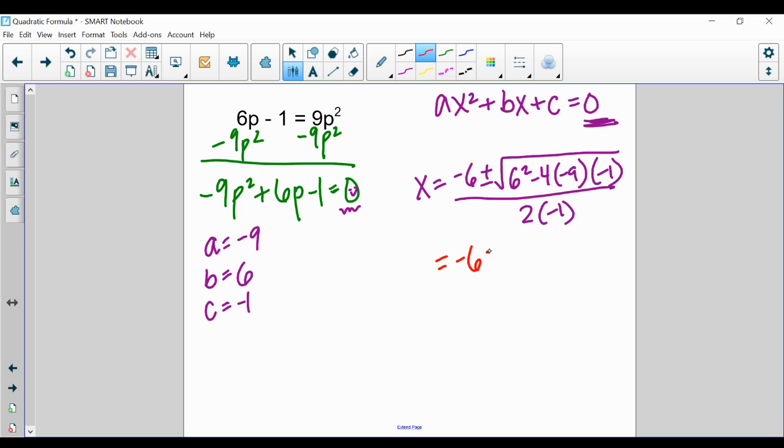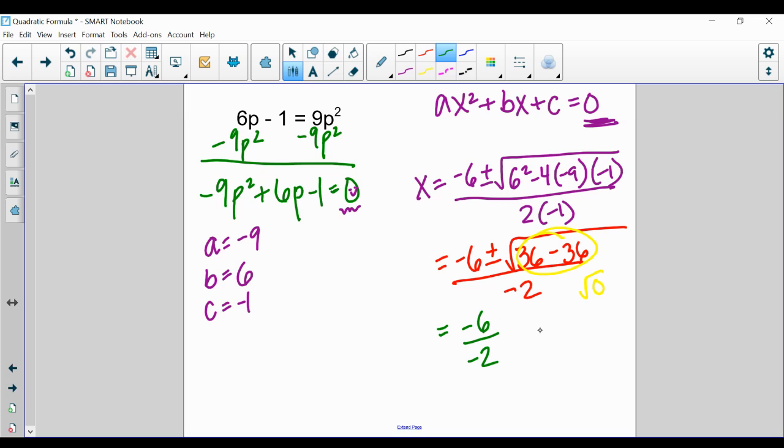All right, now let's simplify. We're at -6 plus or minus. We're going to have 36 because that's 6 squared. Now -4 times -1, -9 times -1 ends up at -36 divided by -2. Notice that 36 minus 36 is equal to 0. Well, the square root of 0 is just 0. So this whole thing ends up simplifying to be -6 divided by -2, which means my solution here is +3.